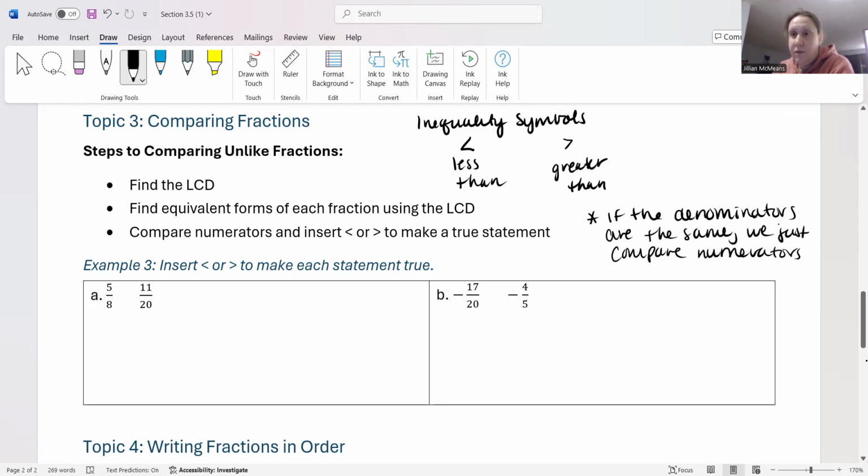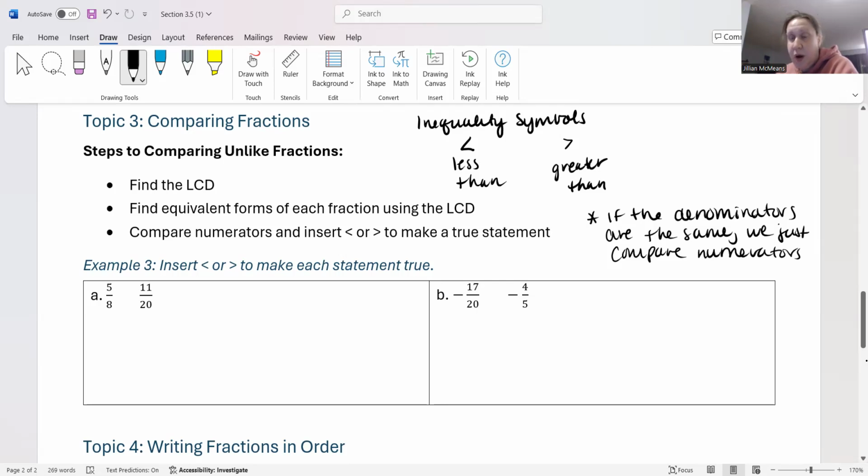So again, step one, find the LCD. Step two, find equivalent forms of each fraction using the LCD, then we compare the numerators, okay? So luckily, nothing here is really that new. We already know how to find LCDs and equivalent forms of fractions, okay? So for example 3, it says insert a less than or greater than symbol to make each statement true. All right, so first up we have 5/8 compared to 11/20. So let's find an LCD.